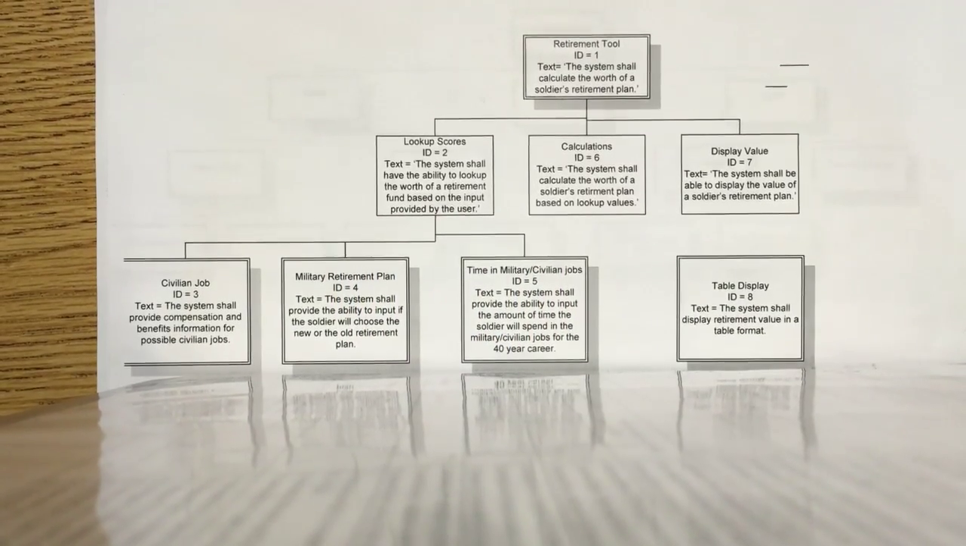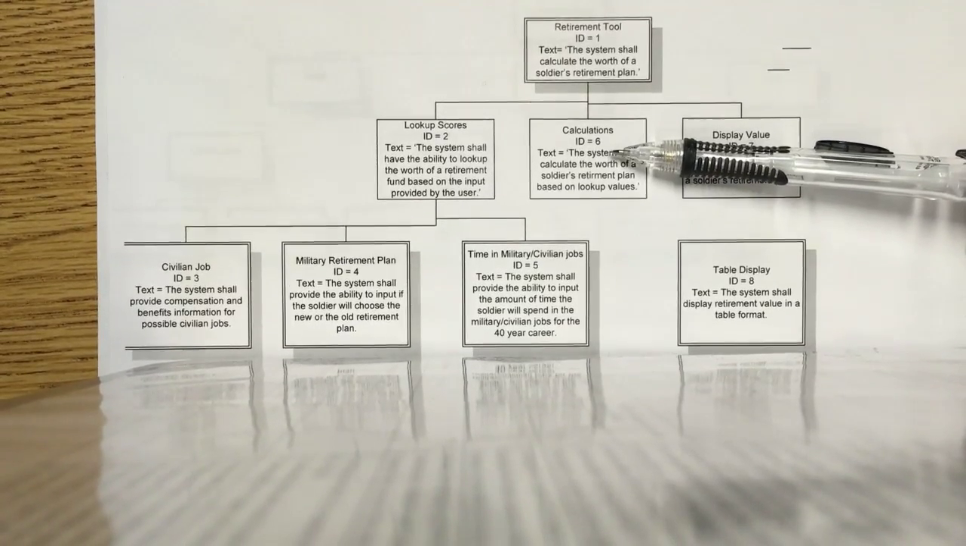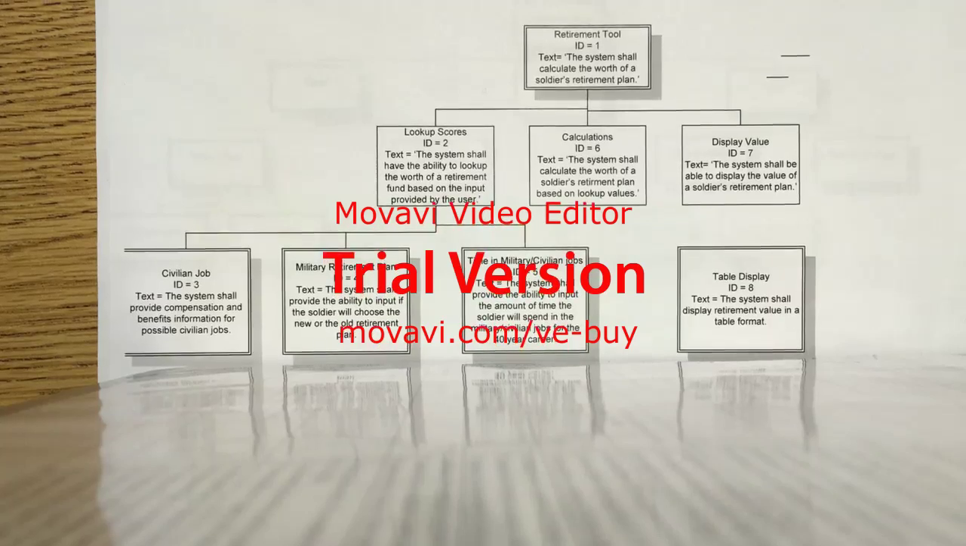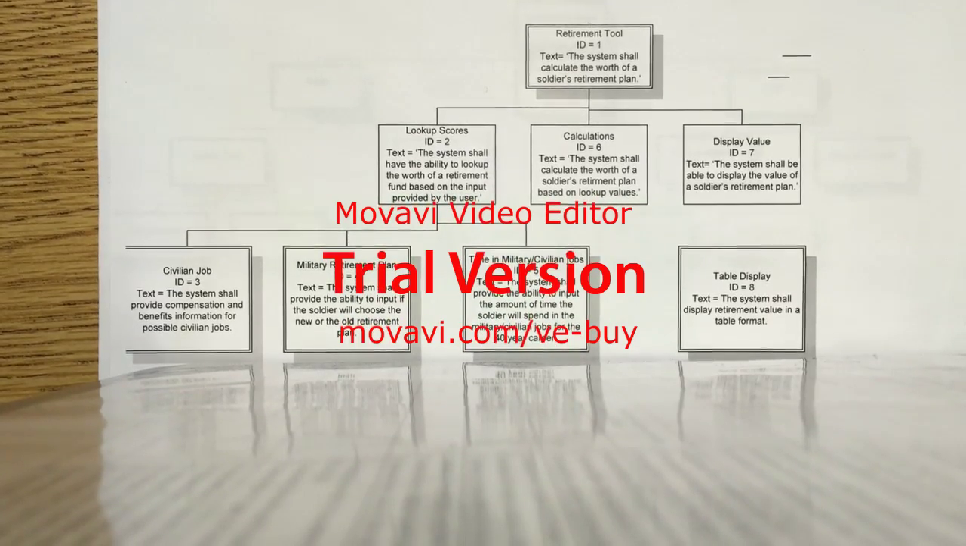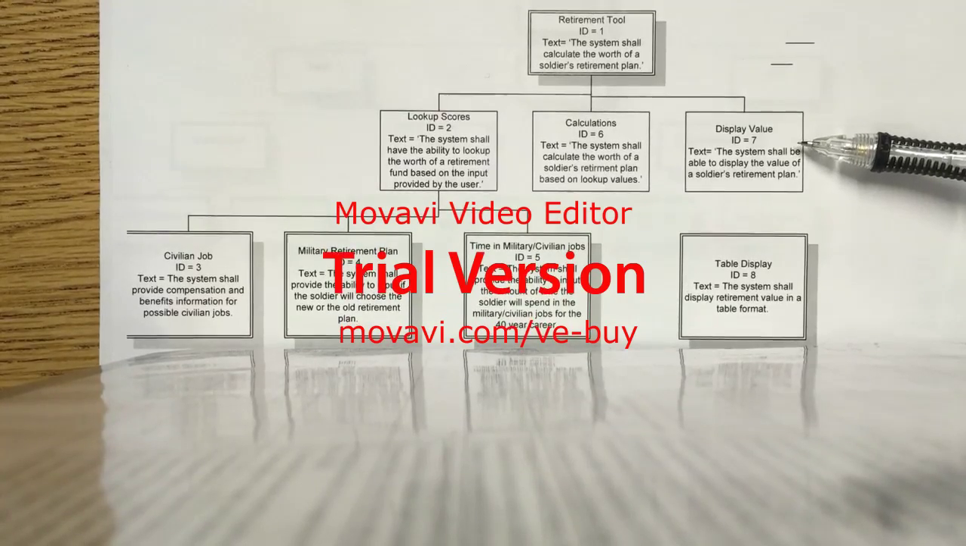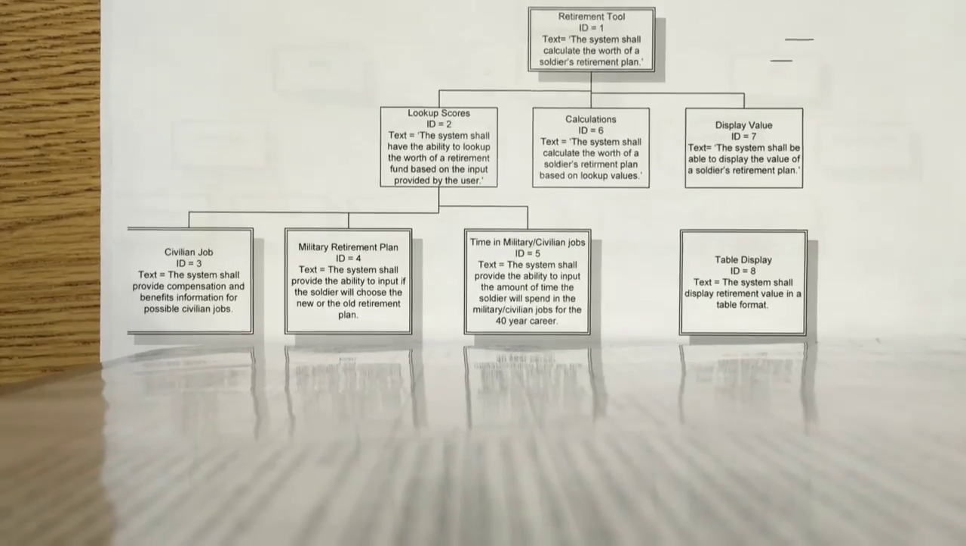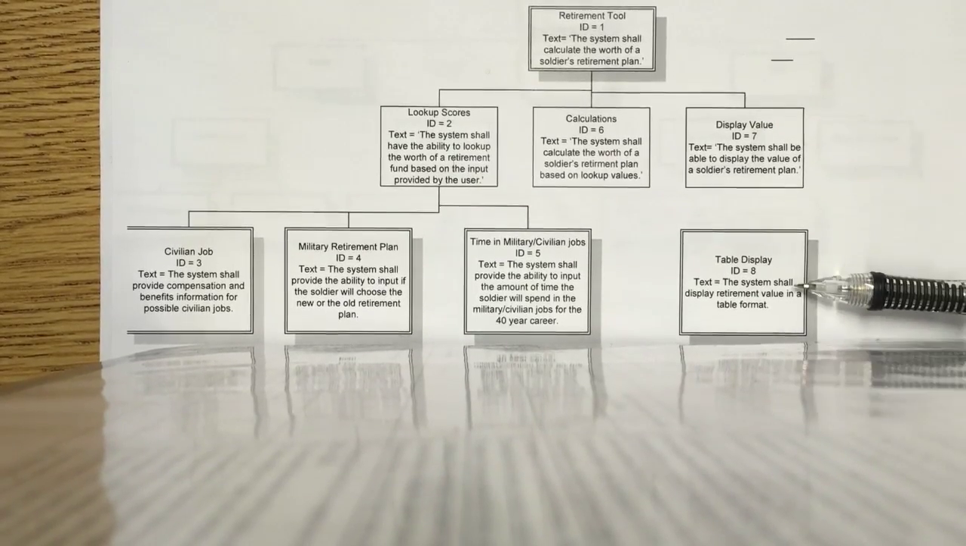The next main function, calculations, indicates that the system will be able to calculate the worth of a soldier's retirement plan based on the lookup values. The final main function is to display the value. After the system calculates the value of a retirement plan, the system shall display that value in table format.